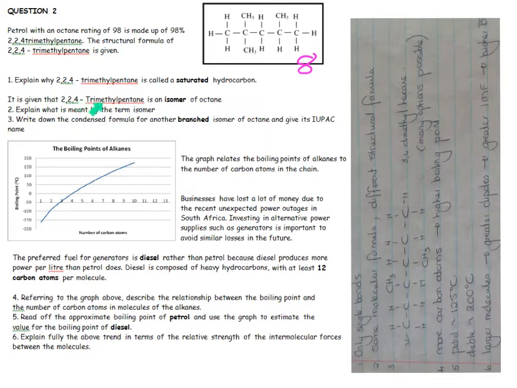If you are given 2,2,4-trimethylpentane as an isomer of octane, which we've just realized, explain what is meant by the term isomer. An isomer is simply a substance with the same molecular formula but a different structural formula. Then write the condensed formula for another branched isomer of octane. So you can't just do the chain of 8. There are a lot of different things that you could have done.